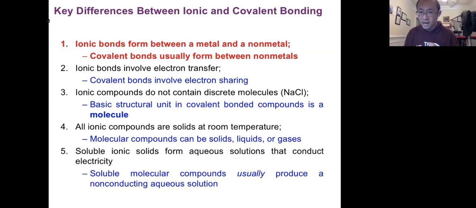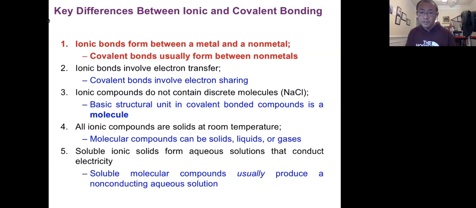Number 3, ionic compounds do not contain discrete molecules. We said earlier in chapter 4 that NaCl, sodium chloride, an ionic compound, does not have molecules of NaCl floating around in the structure. What we see is a huge network of millions of Na+ and millions of Cl-. But one thing we know is that for NaCl, the ratio of Na+ to Cl- must be 1 to 1. So no matter how many Na+ you have, you end up with the same number of Cl-. But you would never see NaCl molecules in ionic compounds.